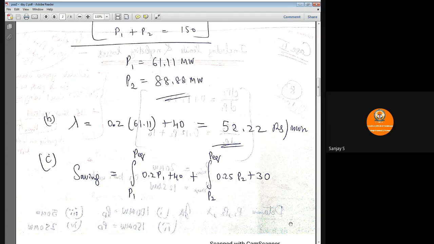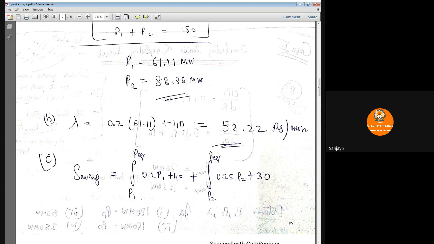Whatever you have calculated till now is economic load sharing, wherein you have got 61.11 and 88.88. They are called economic load sharing values, which are based on the coordination equation. But this is equal load sharing. Now we have to find out the difference between the two and whether we have saved some money by going for economic load sharing compared to equal load sharing. For that, there is a direct formula for finding the savings.